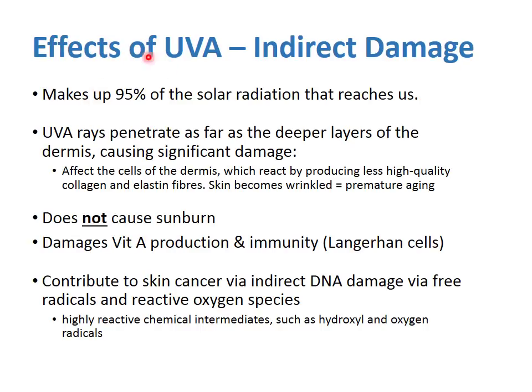So UVA makes up 95% of solar radiation that reaches us. The UVA penetrates far into those deep layers because it's a long wavelength. It affects cells in the dermis, which react by producing less high quality collagen and elastin fibers. So this is what dries your skin out. Becomes wrinkled. You get premature aging. It does not cause a sunburn. It's not the burning effect that you will immediately acutely feel from a burn. A sunburn, that is not what UVA causes.